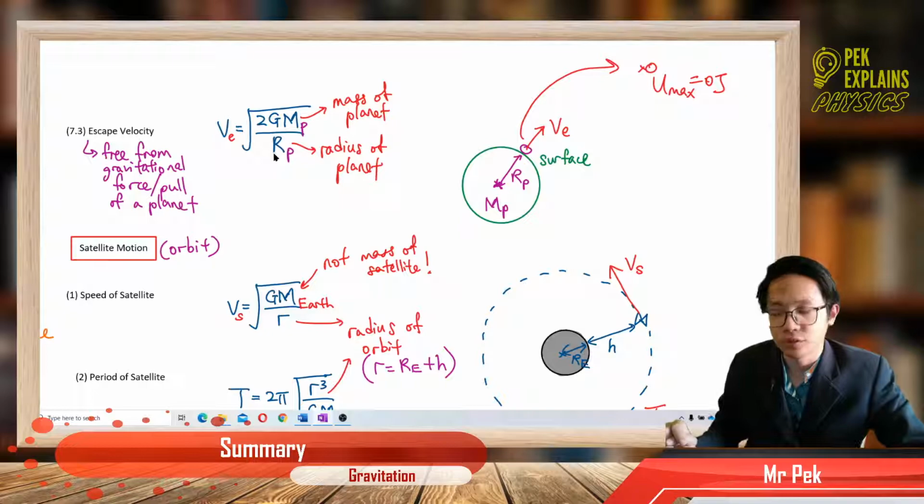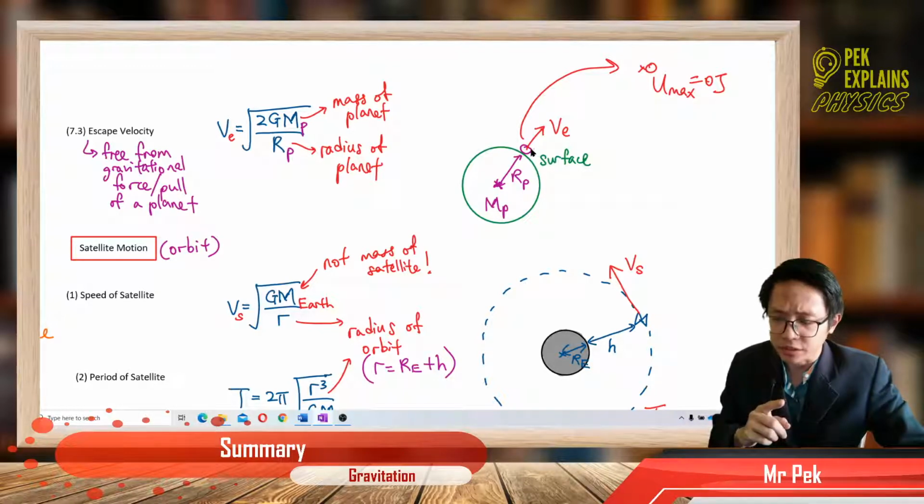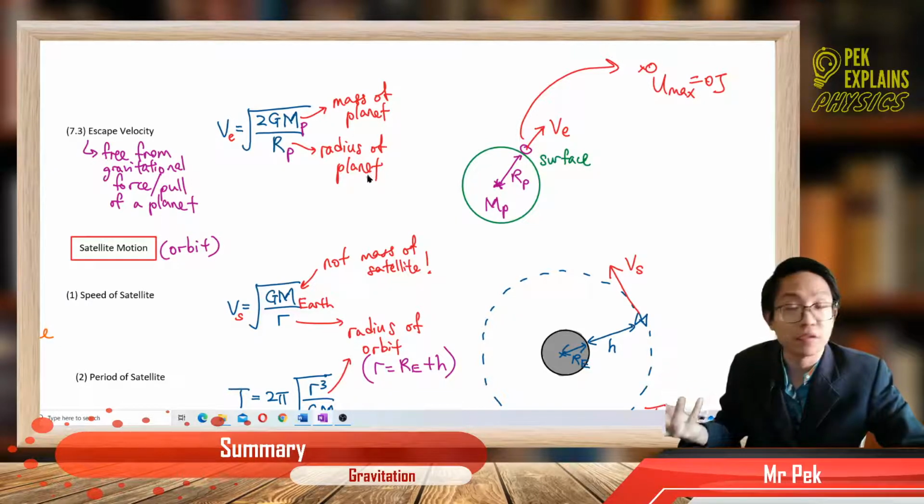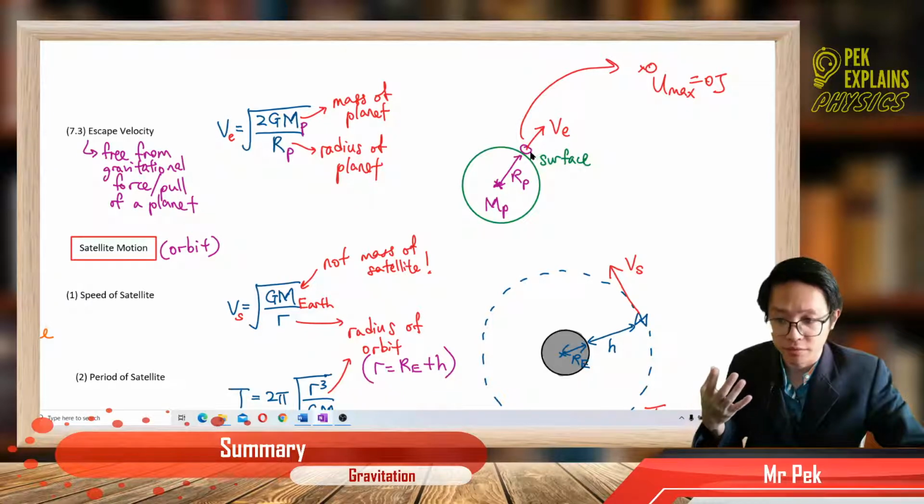Now, this R depends on the radius of the planet. Remember, it's the radius of the planet. Why do you use the radius of the planet? Because you escape from the surface, so the distance from the surface to the center is the radius of the planet. Okay? From the surface to the center of the planet is the radius of the planet. So this one uses the radius of the planet, remember.